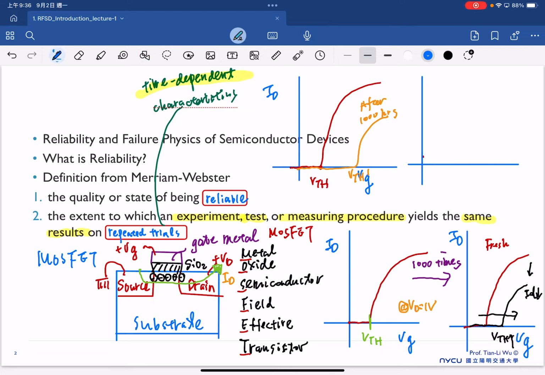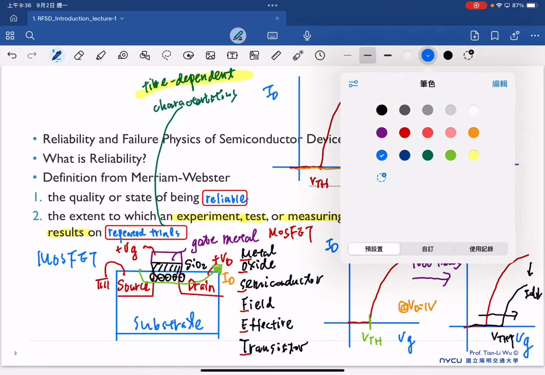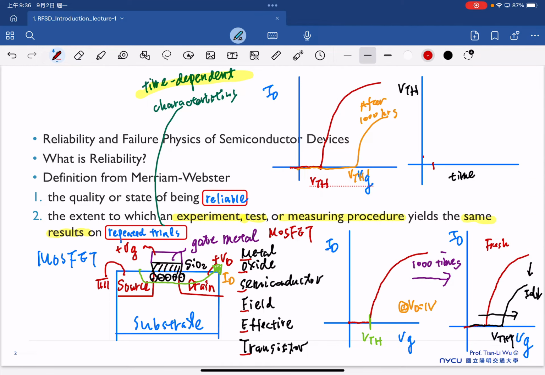to correlate the characteristic we are interested in. In this graph, the threshold voltage is the most important one versus time, right? Because as I said, the most important thing for reliability is the time dependence. So we are definitely interested in plotting the key parameter versus time here. The x-axis can be 1 hour, 2 hours, up to 1,000 hours.